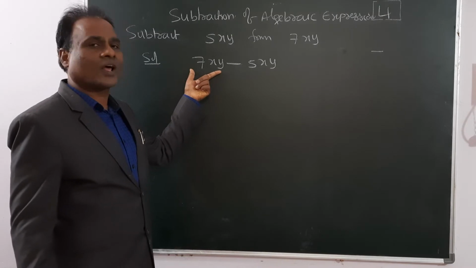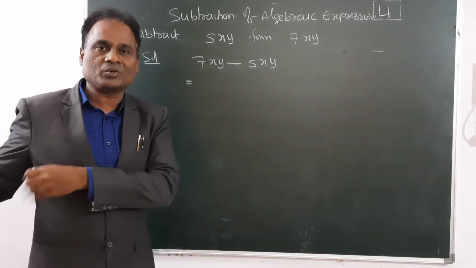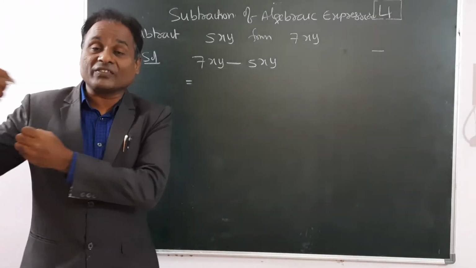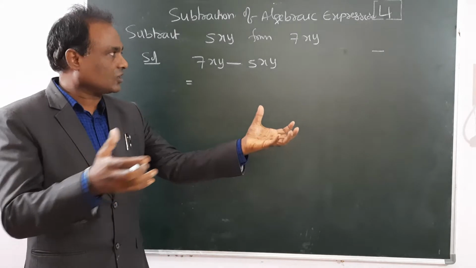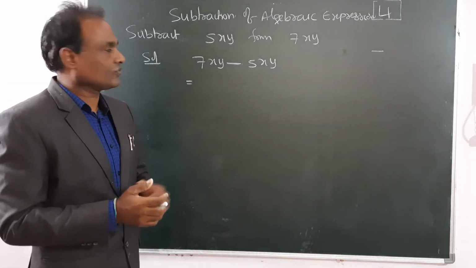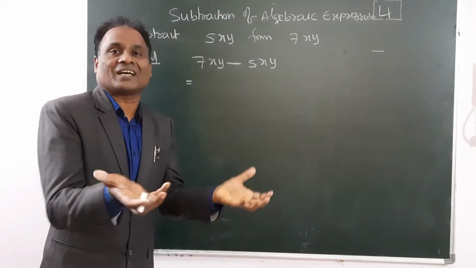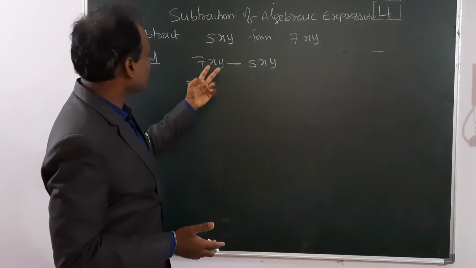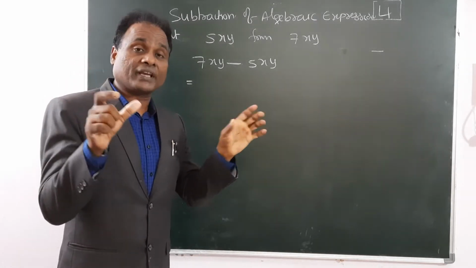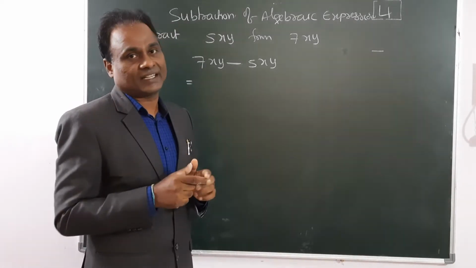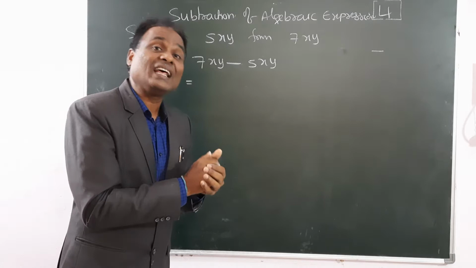7 apples, from that 5 apples are removed, taken out. From 7 apples, if 5 apples are removed, 2 apples will remain. So we can calculate only with similar like terms. Here also first check whether these are like terms or not, because addition or subtraction of algebraic expressions is possible only if they are like terms. The same holds for addition or subtraction of 2 monomials.